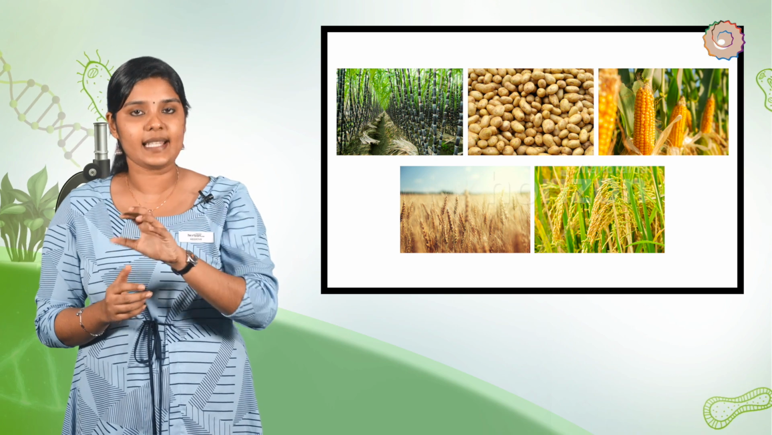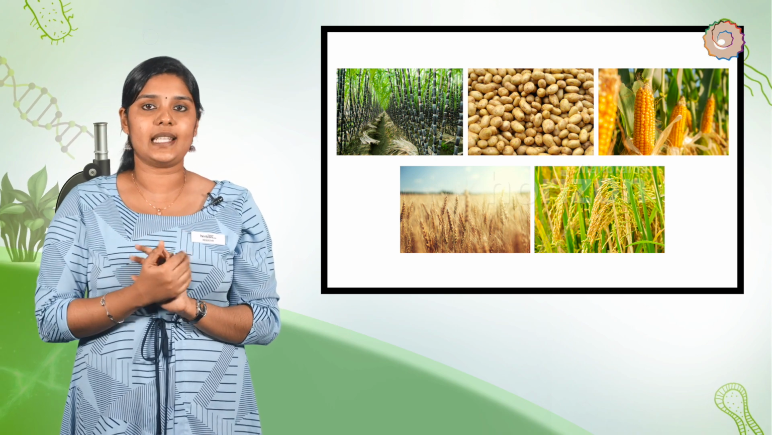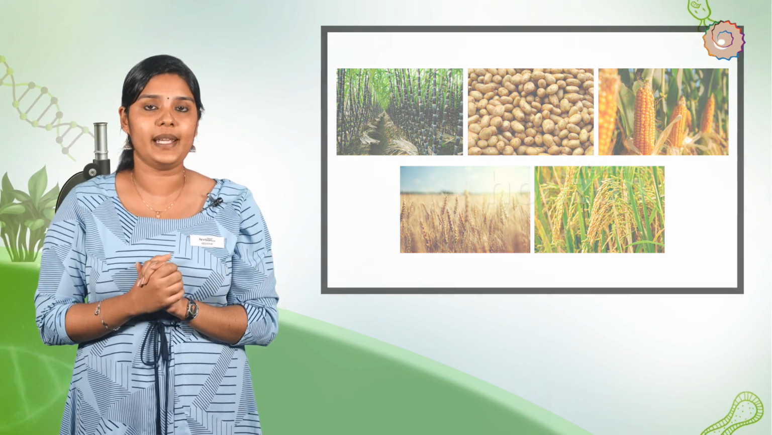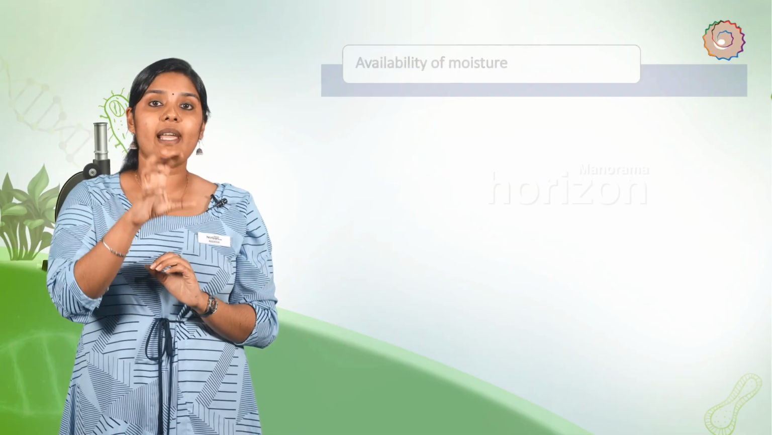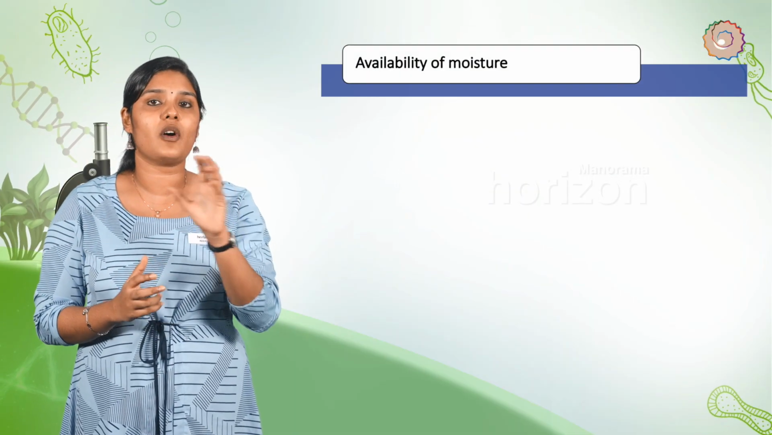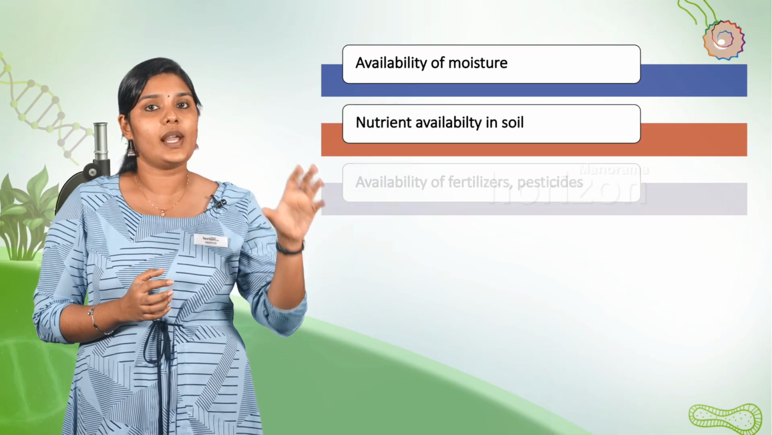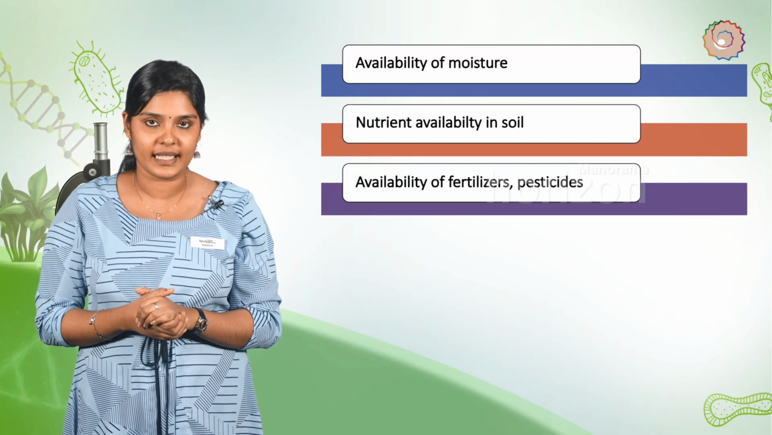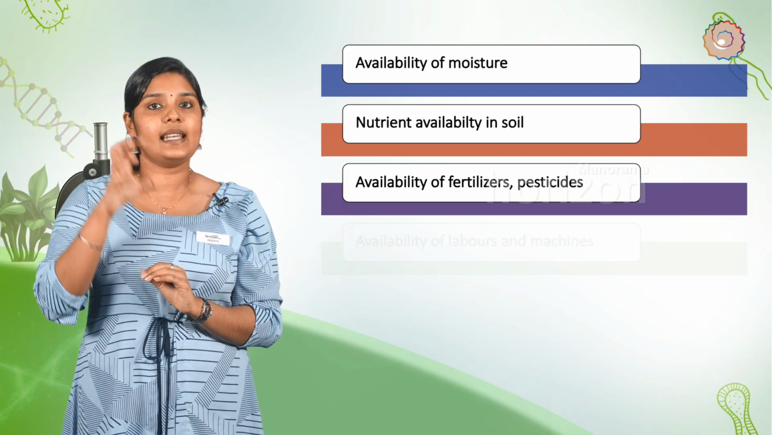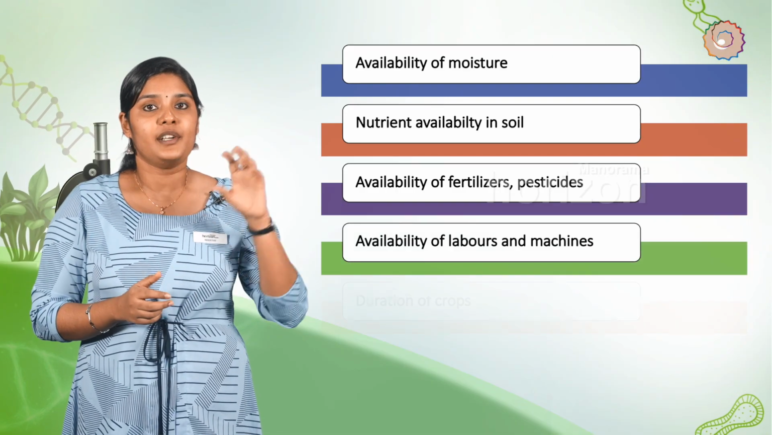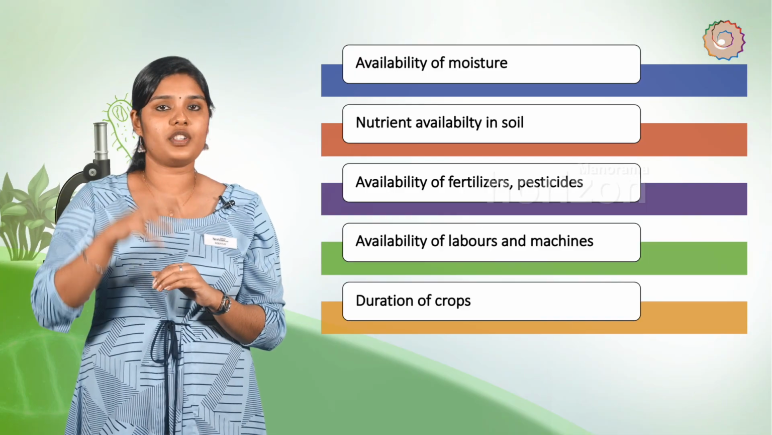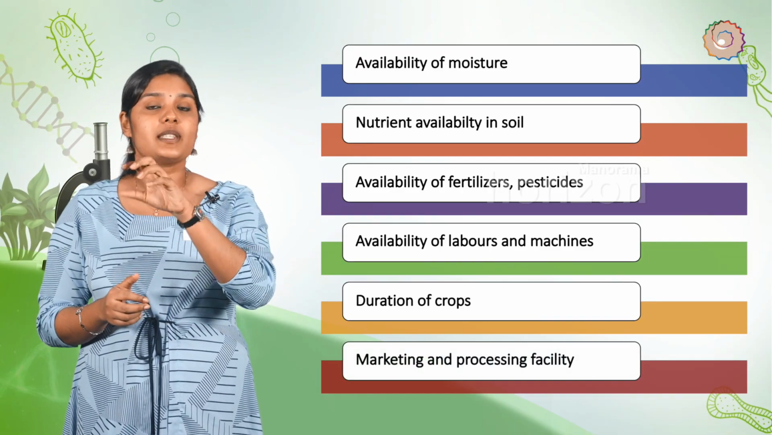Thus, while doing selection of crops for crop rotation, the following points should be checked. Availability of moisture through rain or irrigation. Nutrient availability in soil. Availability of inputs such as fertilizers, pesticides, labor and machines. Duration of crops, long or short. Marketing and processing facilities.